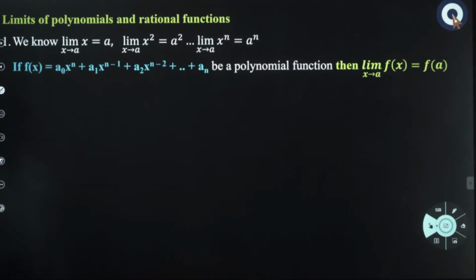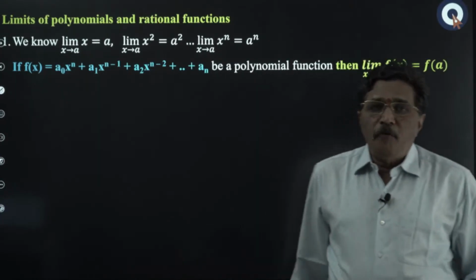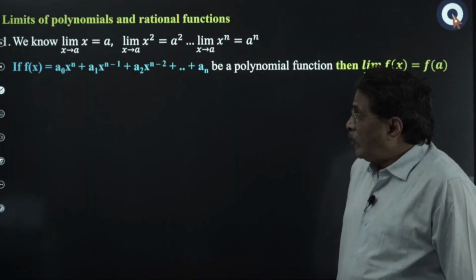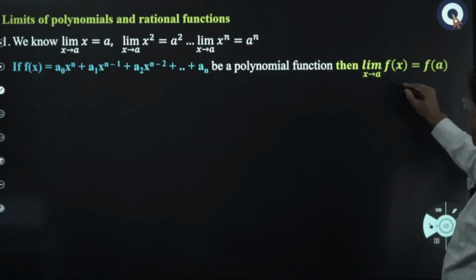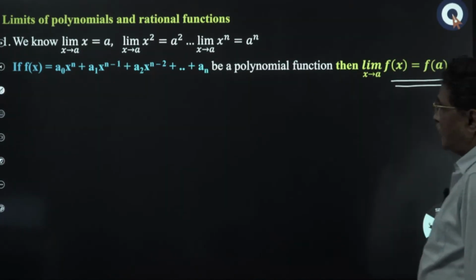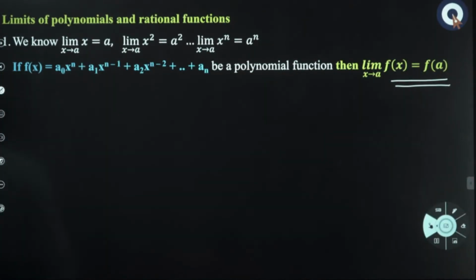And as far as polynomial functions are concerned, the function is defined everywhere because the domain is all real numbers, and therefore for polynomial functions, limit of f(x) as x tends to a is equal to f(a). So the limit of the function at a point a is equal to the value of the function at a. Therefore finding the limit for a polynomial function is just substituting that point.